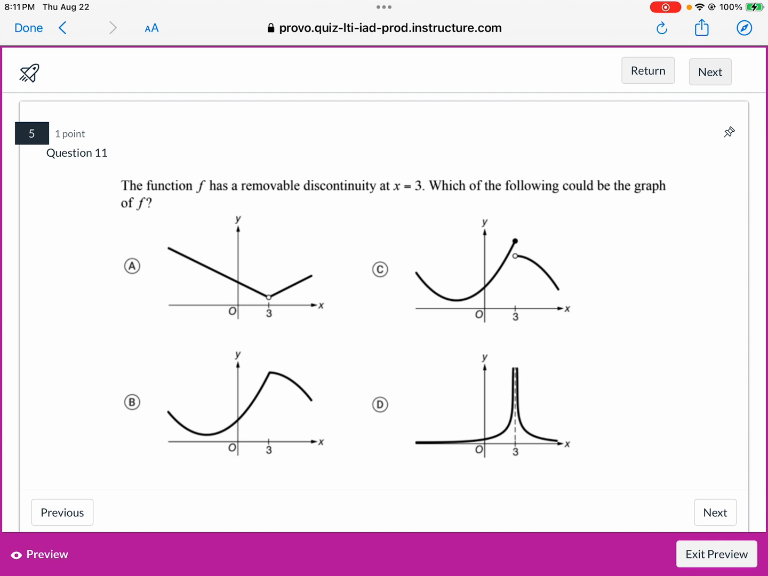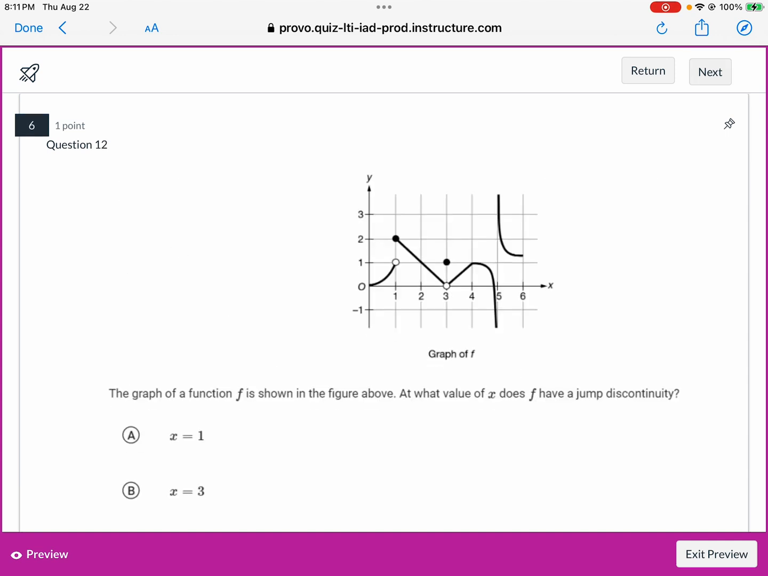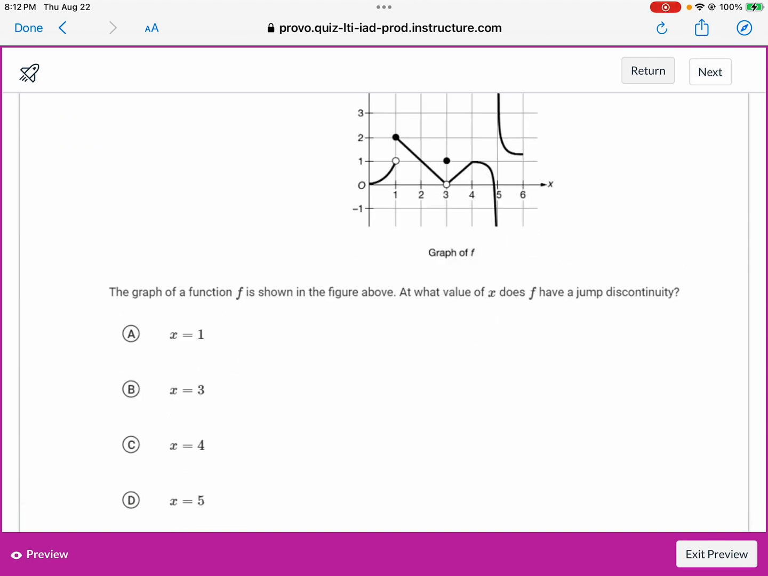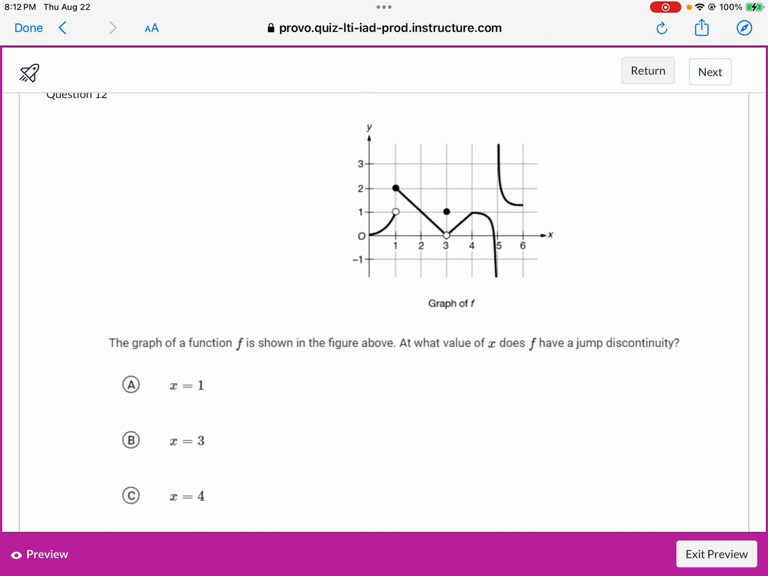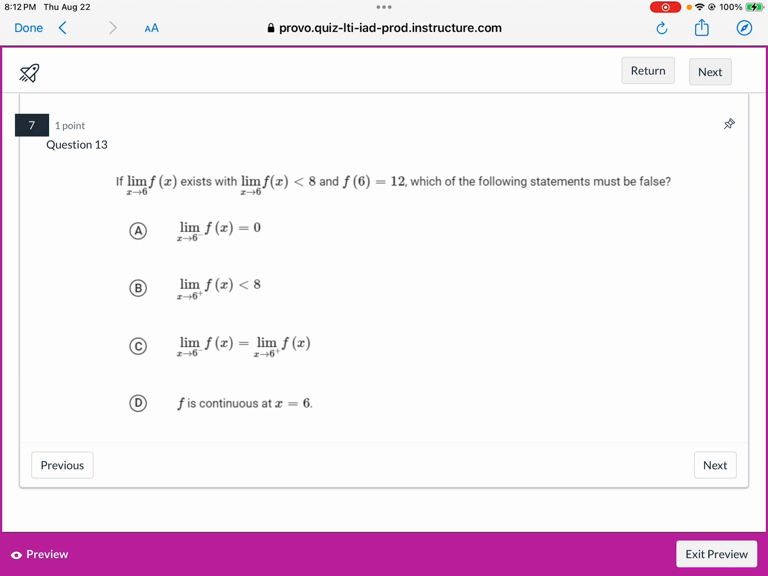The next one, the function f has a removable discontinuity at x equals 3. Which of the following graphs could be the graph of f? I think I'm going to let you guys do this one. This next one, the graph of a function f is shown in the figure above. At what values of x does f have a jump discontinuity? Again, I think this is something that you guys can handle. You're just looking at which x values have a jump discontinuity.